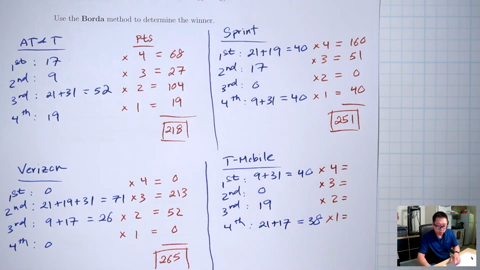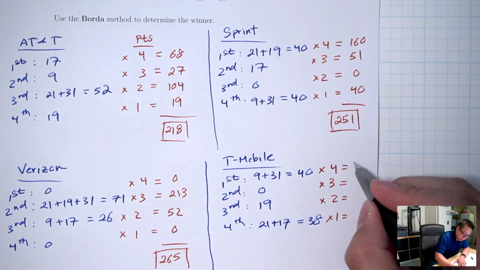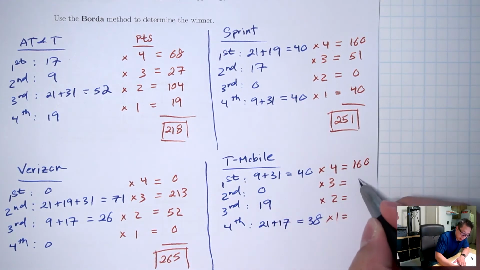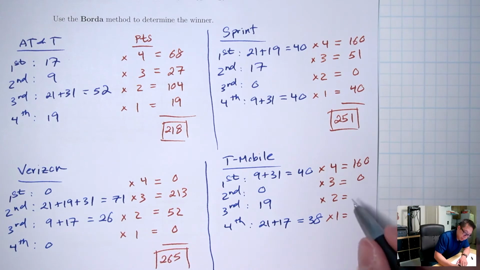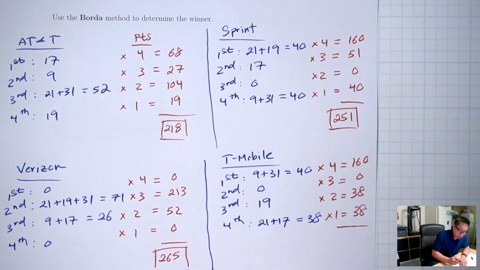40 times 4 is 160. 0 times 3 is 0. 19 times 2 is 38. And then 38 times 1 is 38. Total it up, so 160 plus 0 plus 38 plus 38 is 236.